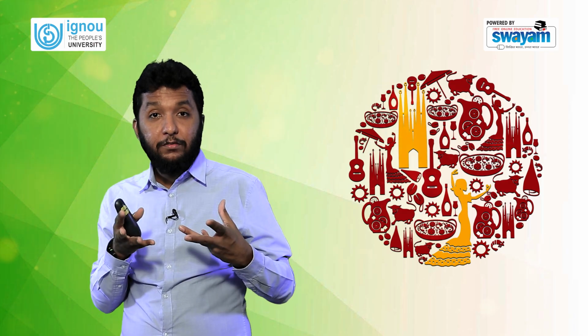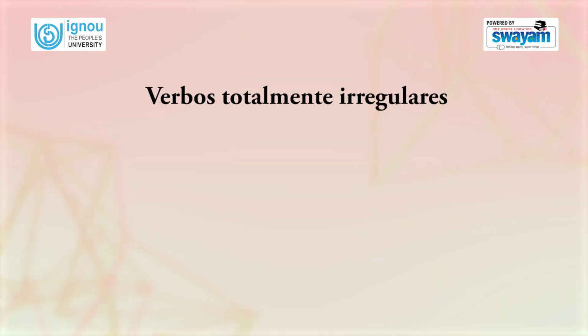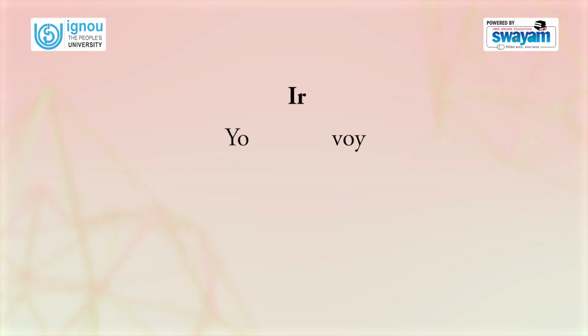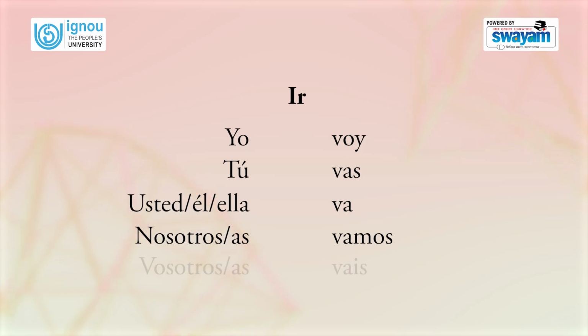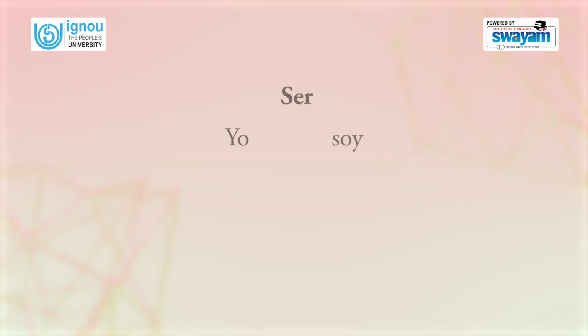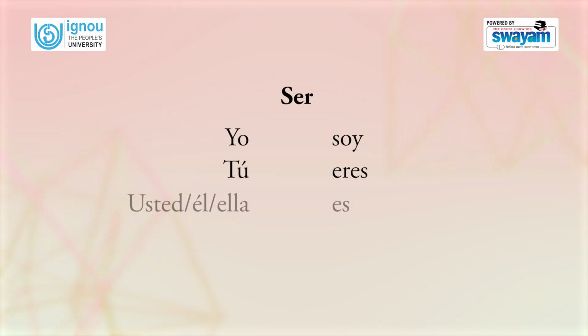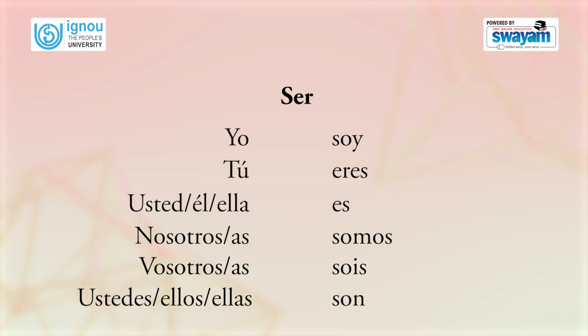Now, there are also other verbs, or only two, which are completely irregular. These are ir, to go, and ser, to be. So, ir, to go, is yo voy, tú vas, él ya usted va, nosotros, nosotras vamos, vosotros, vosotras vais, ellos ya ustedes van. Now with ser it would be yo soy, tú eres, él ya usted es, nosotros somos, vosotros sois, ellos ya ustedes son.